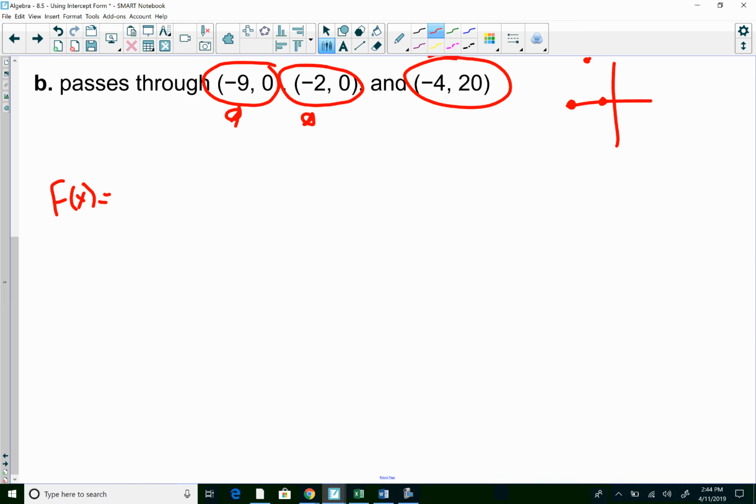Let's start writing out. We've got f of x equals a times (x minus p) times (x minus q). Now let's start by doing some substituting. Let's put -9 in for p. Let's put -2 in for q.